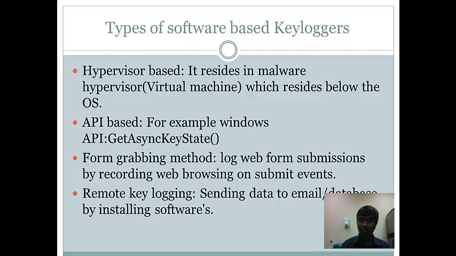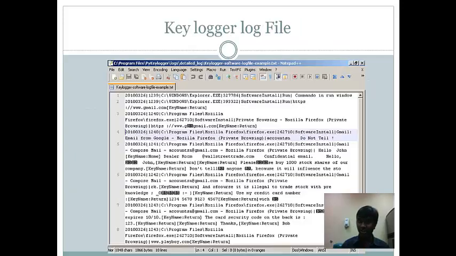And form grabbing method, this is another interesting type of keylogging. This is basically on online websites. So after you enter all your information, this particular type of keylogging tries to get the information when you click on the submit button before the data is sent to the server. So log web form submissions by recording web browsing on submit events. Remote keylogging, sending data to an email or database by installing software. So what they do is the attacker installs a program, and after he gets the information, he sends it to his personal email.